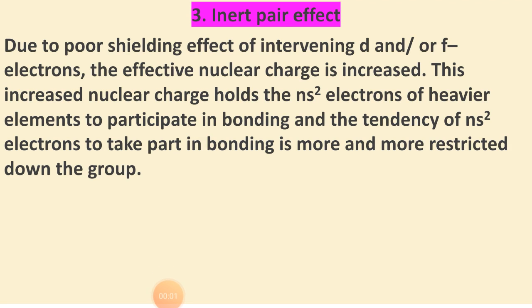Similarly, in group 16, the stability of the +6 oxidation state decreases and the stability of the +4 oxidation state increases down the group. So this is again due to the inert pair effect. So again I want to explain the inert pair effect. The unwillingness of an ns2 electron to take part in the bond formation down the group increases.